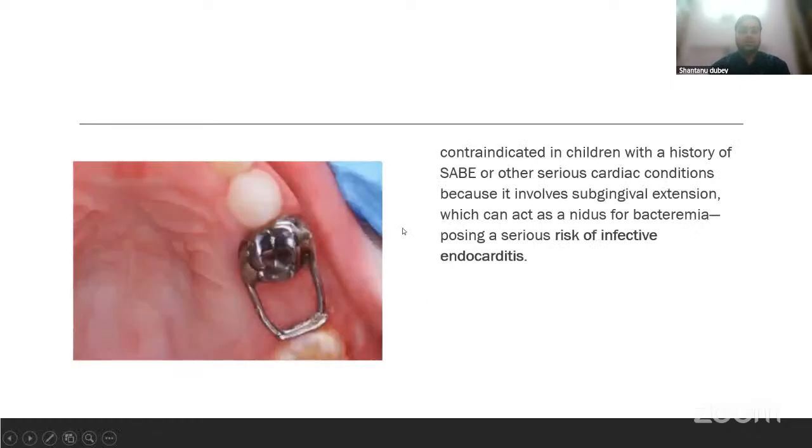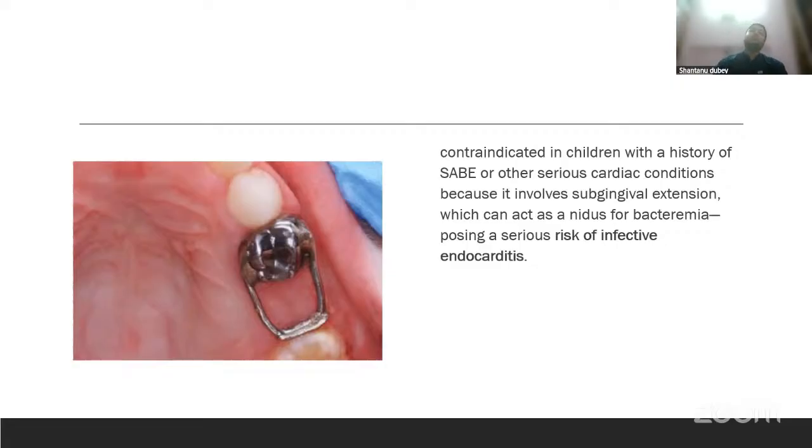So yes, you can see here, this is a distal shoe. You'll see the distal arm goes inside the socket of E, so that the 6 has a guiding platform towards its mesial side and it gets into position. So it is contraindicated in children with history of subacute bacterial endocarditis and other serious cardiac diseases because it involves a subgingival extension. This is the subgingival extension here, which can act as a nidus for bacteremia, right? Introduction of bacteria into the blood.